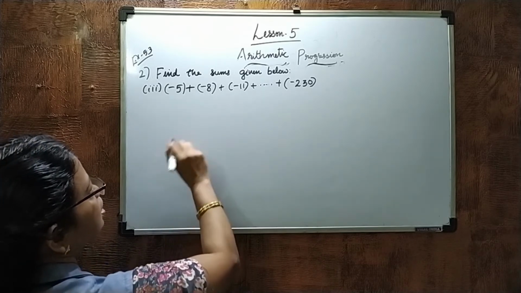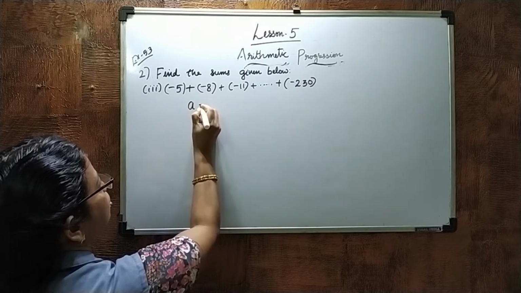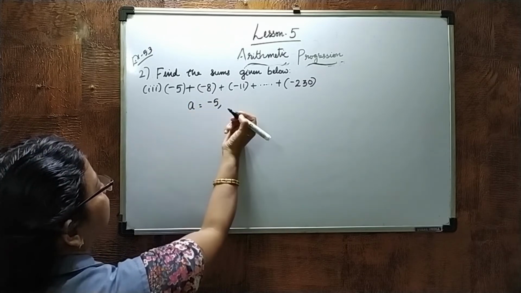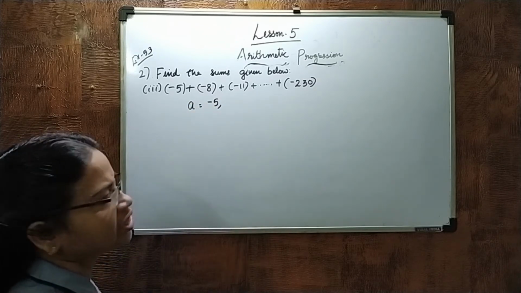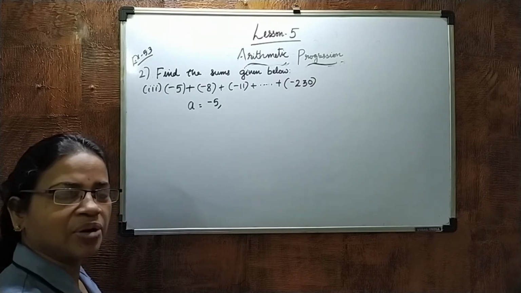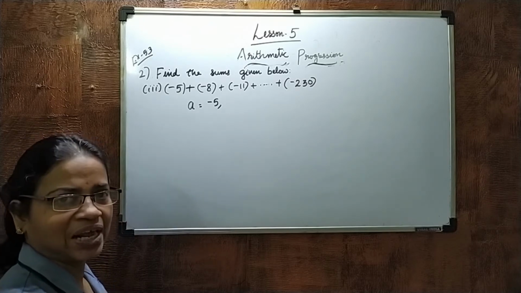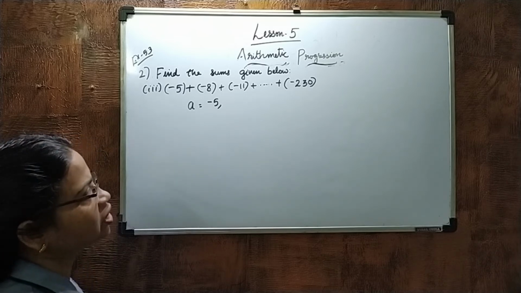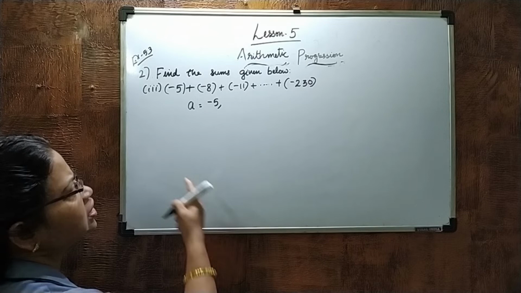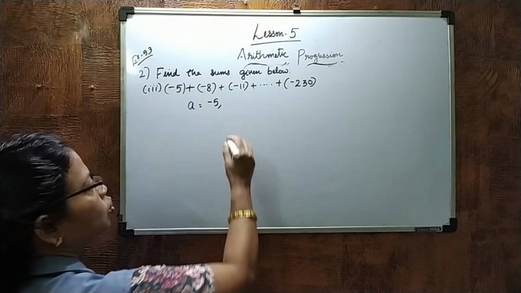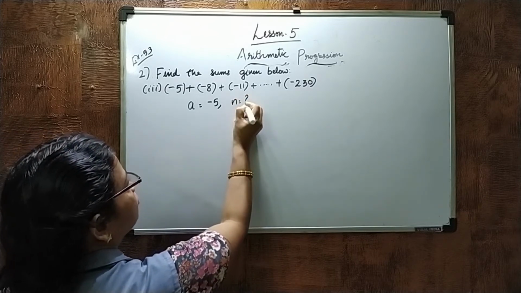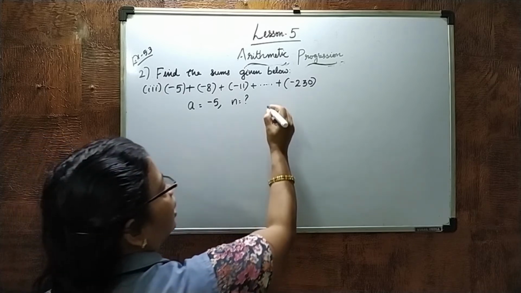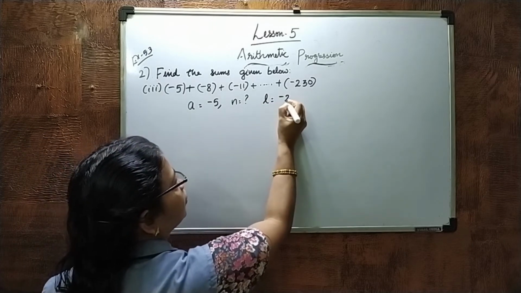Okay, then what all things are given? a is equal to negative 5. Then is d needed? We are going to use n by 2 into a plus l, so there is no d for it. So what is the next one then? You have to find out n. Is the number of terms given? No, that you have to find out. And what is l? l is equal to negative 230.